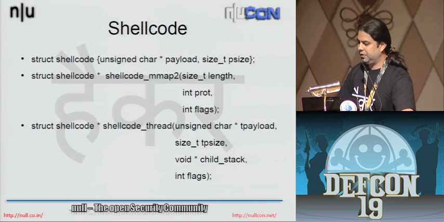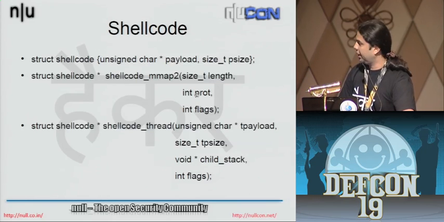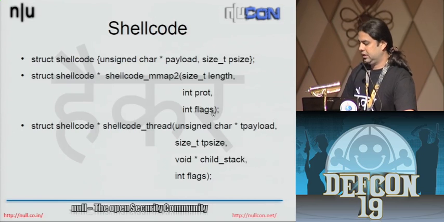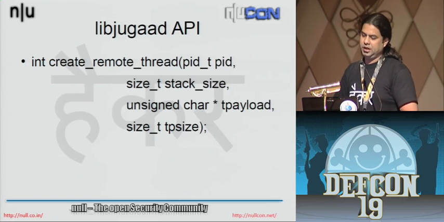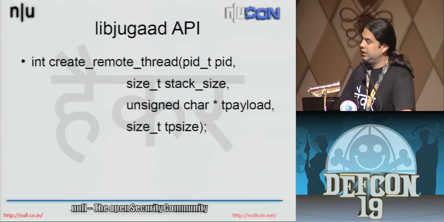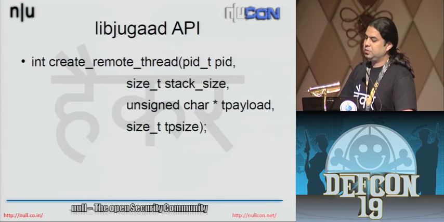If you look at the functions, the requirement is the same. You specify the length, you specify the memory protections and the flags for mmap2. It will generate the shellcode on the fly for you. Finally, the API is as simple as this. All you need to do is specify the PID of the remote process, the size of the stack, and the payload that you want to inject inside that process.